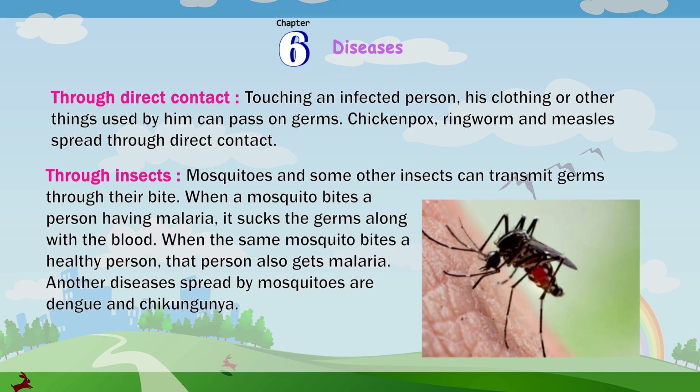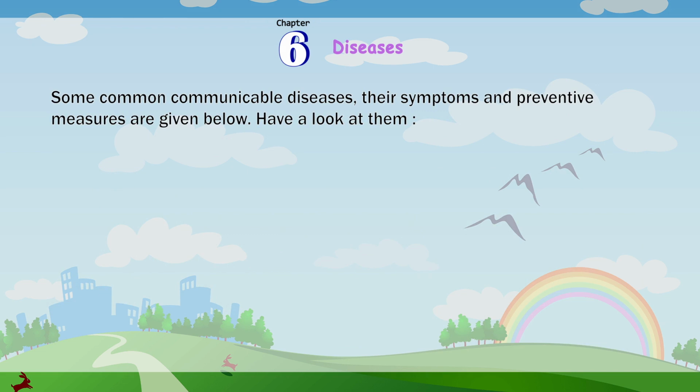Through insects. Mosquitoes and some other insects can transmit germs through their bite. When a mosquito bites a person having malaria, it sucks the germs along with the blood. When the same mosquito bites a healthy person, that person also gets malaria. Other diseases spread by mosquitoes are dengue and chikungunya. Some common communicable diseases, their symptoms, and preventive measures are given below. Have a look at them.